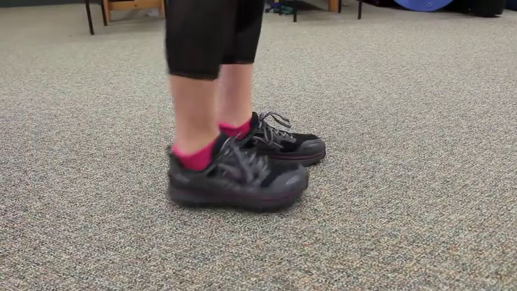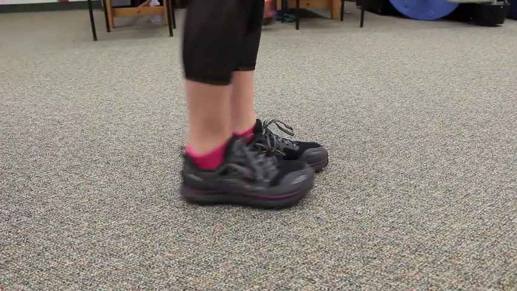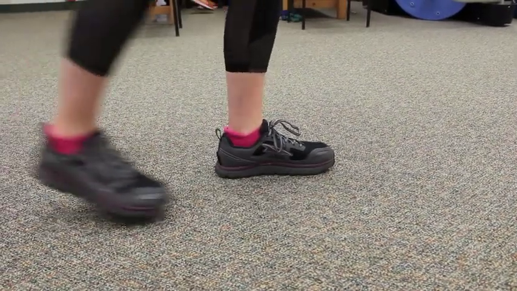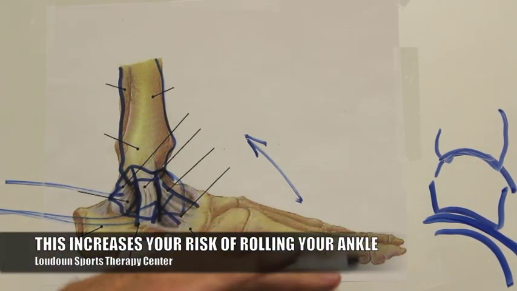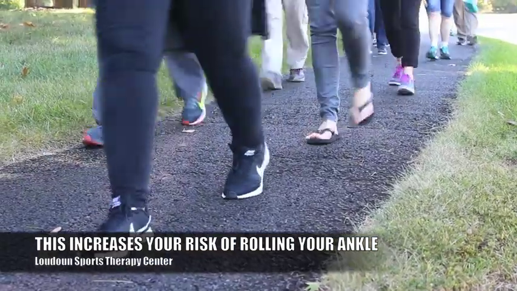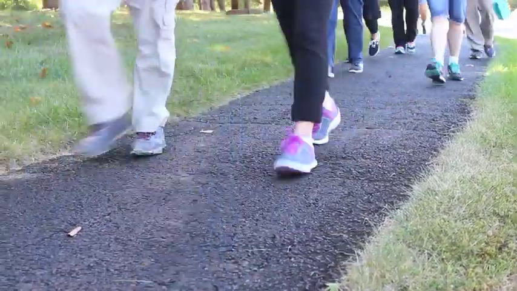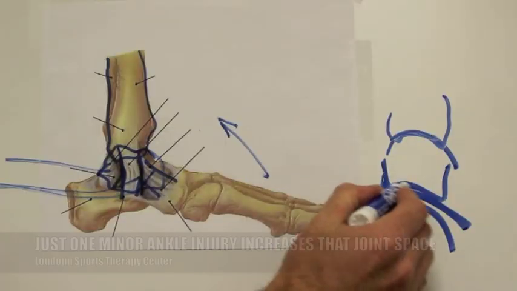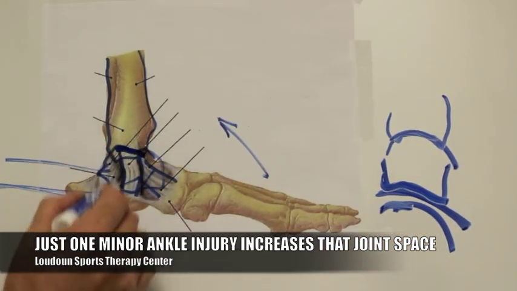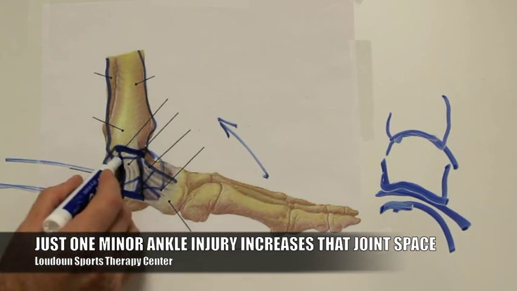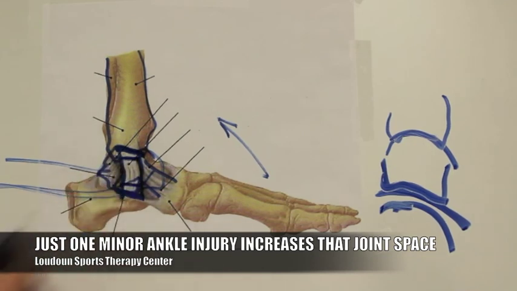When these ligaments get stretched out, they're too long, and the space between your tibia and talus starts to increase. There's too much space, and that's what allows you to start to roll your ankles more commonly. So even just one small ankle sprain can start to increase that space between your tibia and talus, because the ligaments get stretched out and aren't as short as they used to be once upon a time.